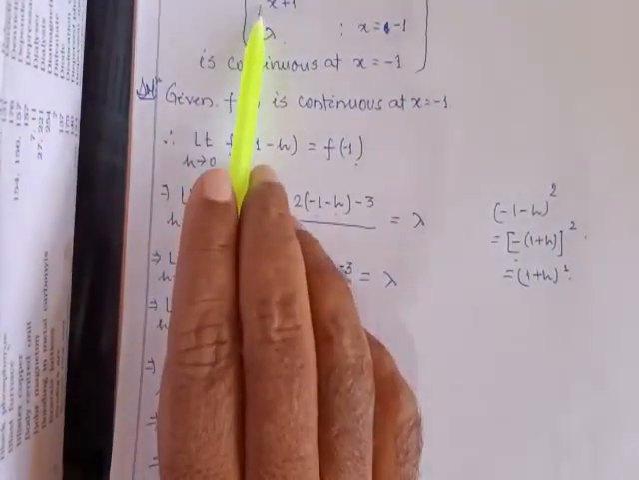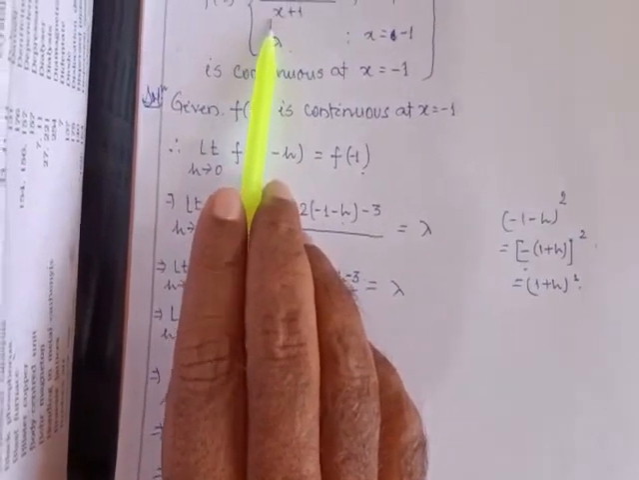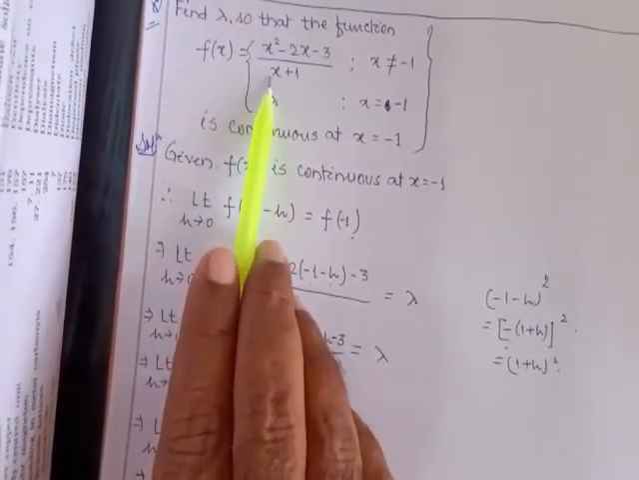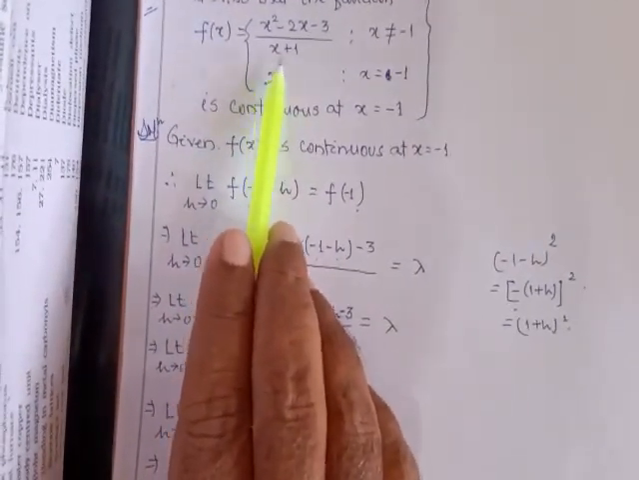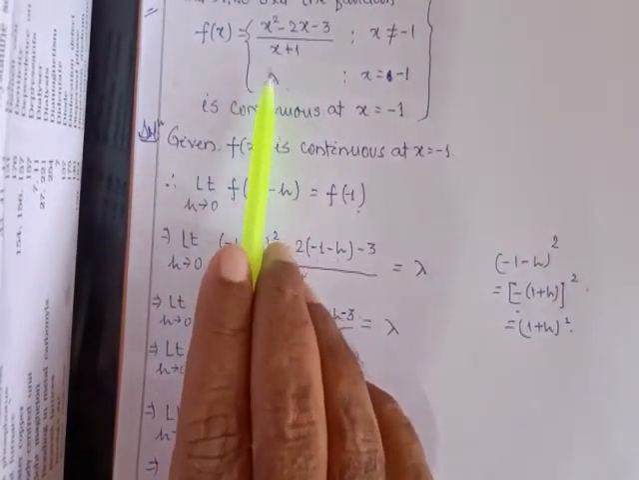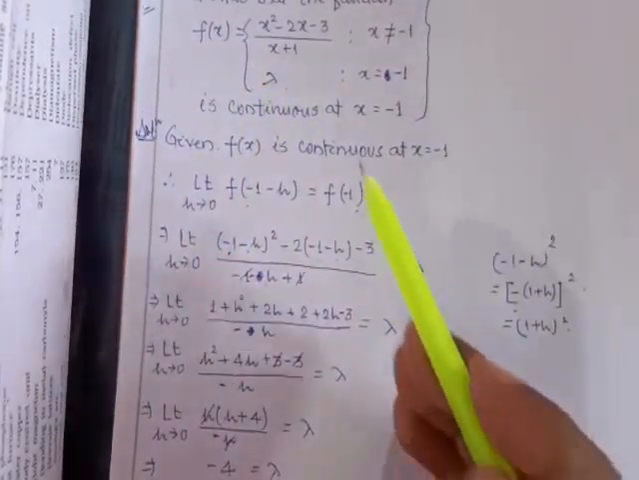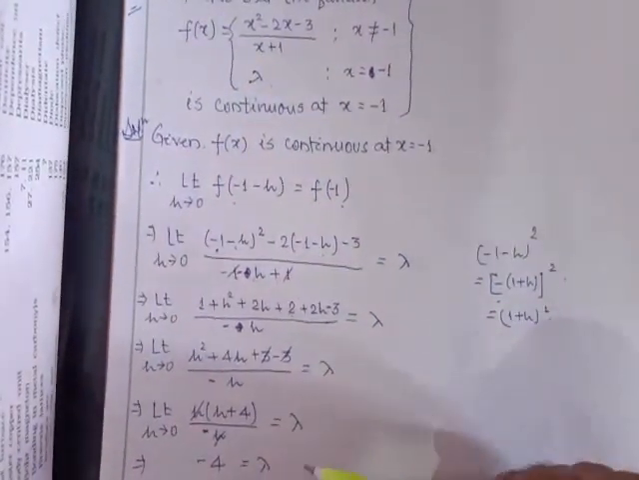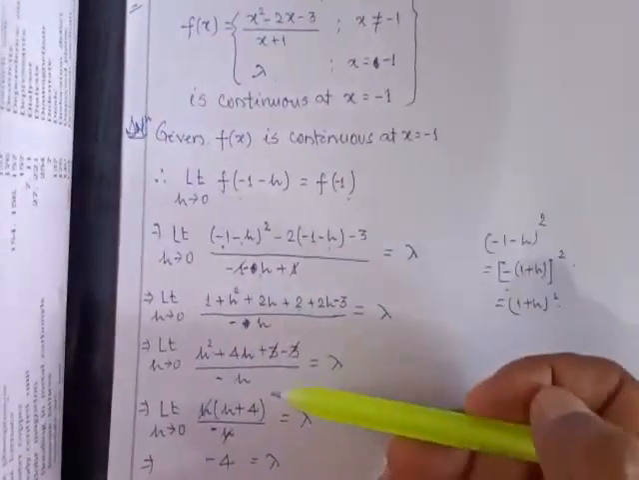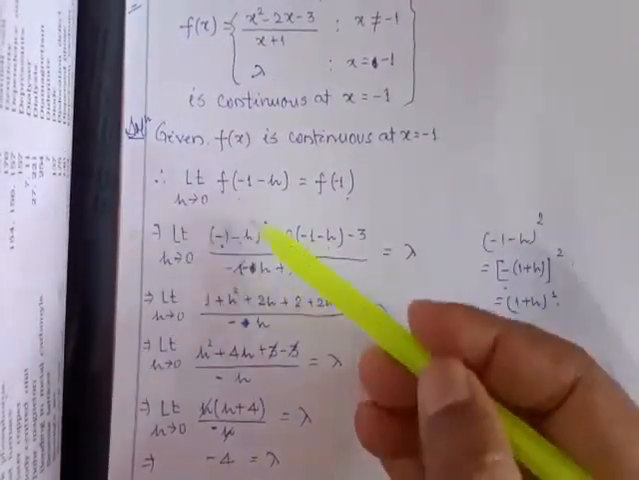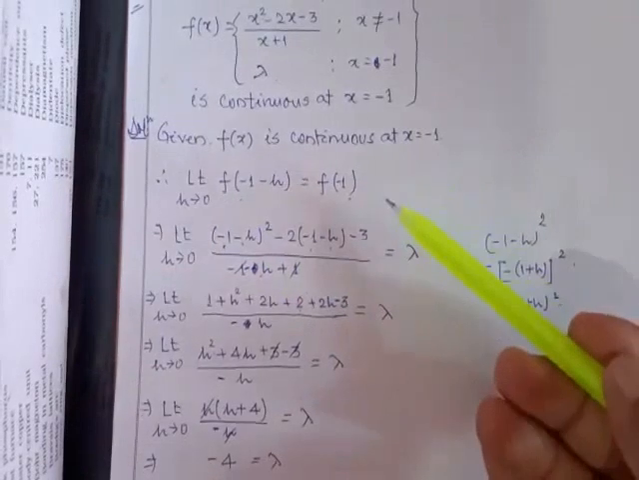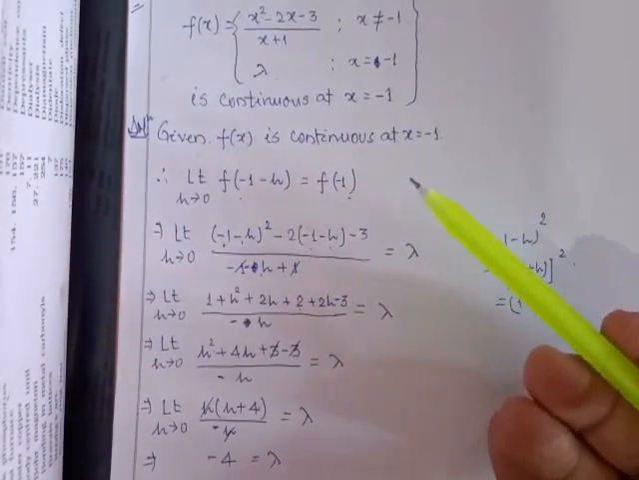See, in left hand limit this is simply done, minus 1, replace x by minus 1 minus h. You will get the result. So in this way you have to proceed like this. Either you may take left hand limit or you may consider right hand limit.